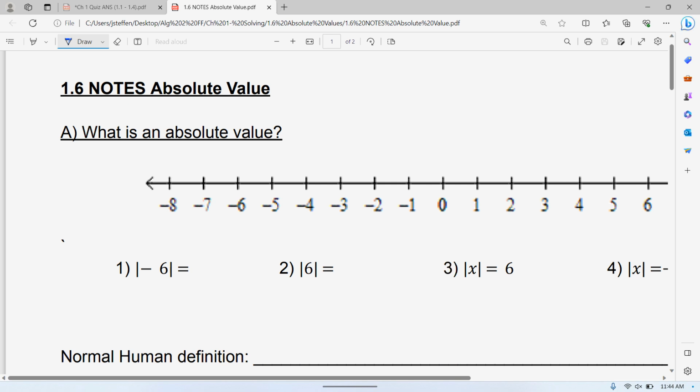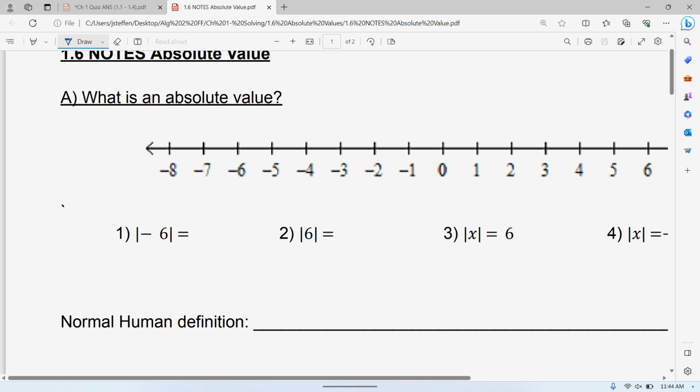So the first thing is the actual definition of absolute value, and you don't have to write this down because I'm not one for actual definitions. I'm more for ones that you will remember. But the actual definition is the absolute value of something is the distance away from zero it is. So for instance, the absolute value of -6 is 1, 2, 3, 4, 5, 6, because it's 6 steps from zero.